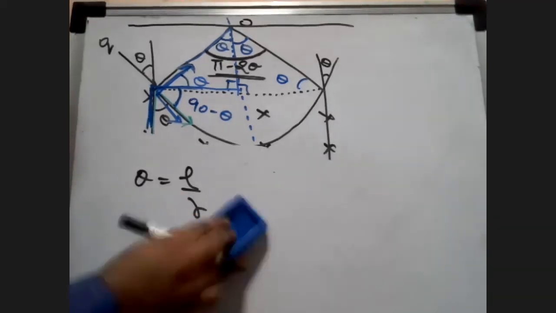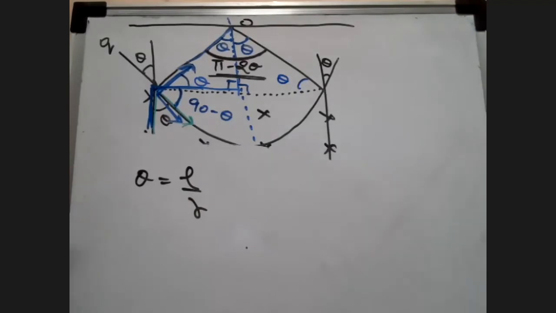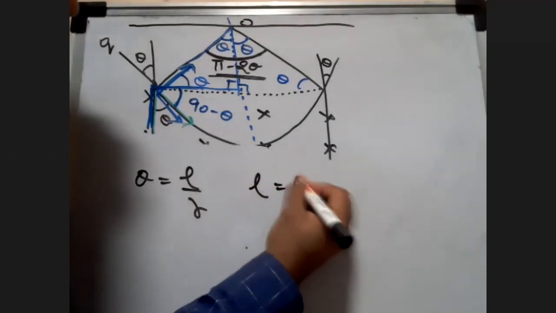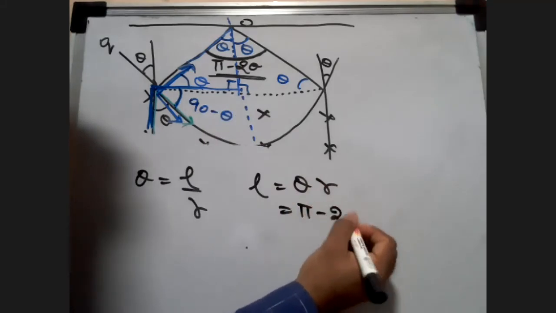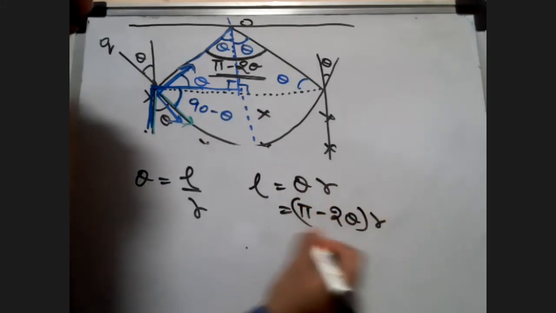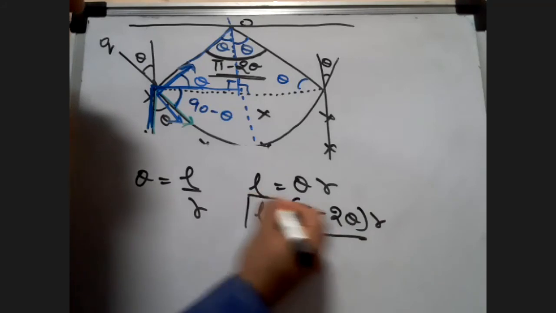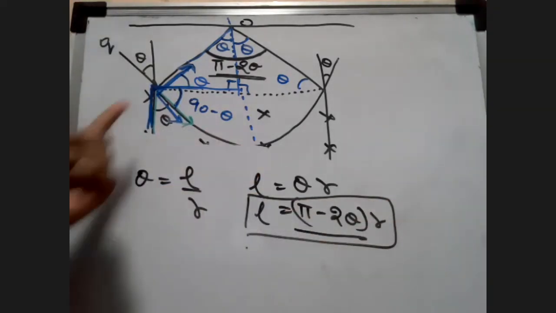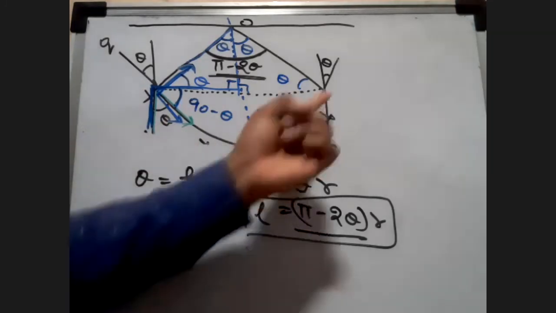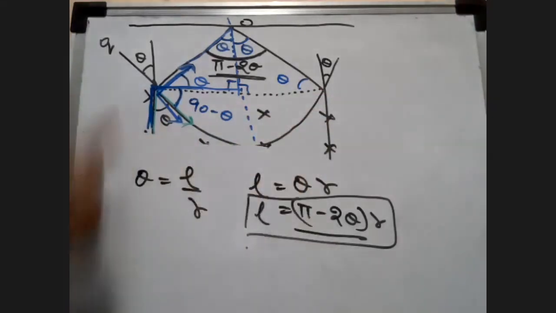So if I know this much, then I can say that length is equal to theta into R. Theta is here pi minus 2 theta, into R. So this is my length. This is the length of the path of a charge in a magnetic field. Okay, in a magnetic field. Hope you have understood this.